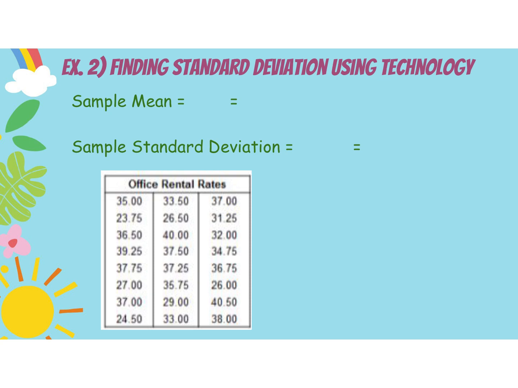So if you run this data through L1 through 1-Var Stats, you're going to find a sample mean, an x bar of 33.73, and you're going to find a standard deviation, that Sx, of 5.09.